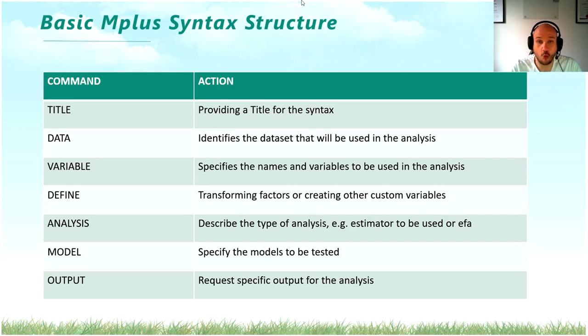Then we get to the core of our analysis, which is the model command, and here we specify the types of models that we will run, whether it is a structural model, a measurement model, or an indirect effects model. This part is the core of our analysis. And finally, we tell Mplus what type of output we want with the output command, and there are various output reports that you can get. So let's quickly run through each one of these.